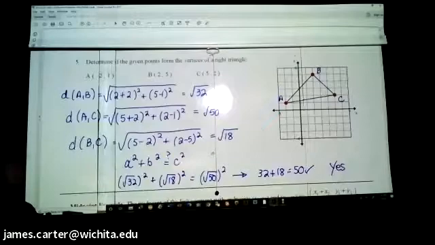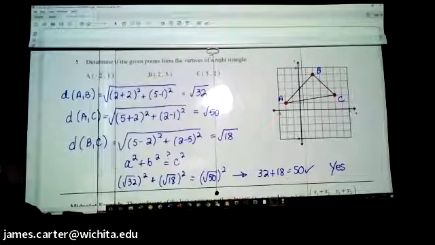Problem number 5 was a rather lengthy problem. Determine if these are the vertices of a right angle. Okay, what we've got to do is find the 3 distances and then try those 3 distances in the Pythagorean theorem to see if they prove to be true.